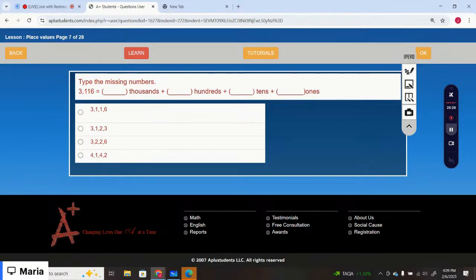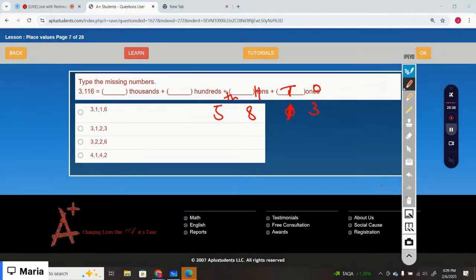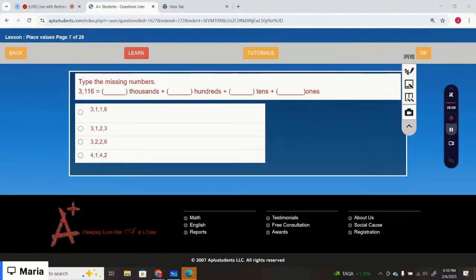Type the missing numbers. How many thousands? Then how many hundreds? So just write them down at their place values. 3 is at the thousands position, 1 is at the hundreds, 1 is at the tens, and 6 is at the ones. So option number 1 is the correct option.